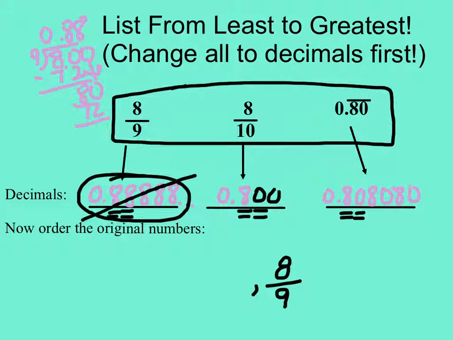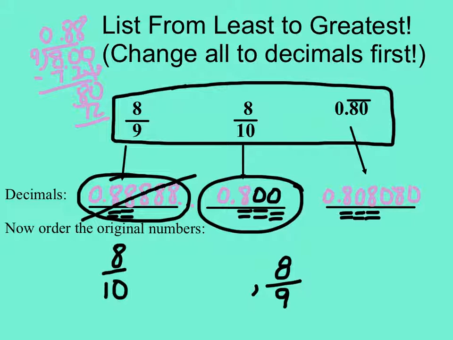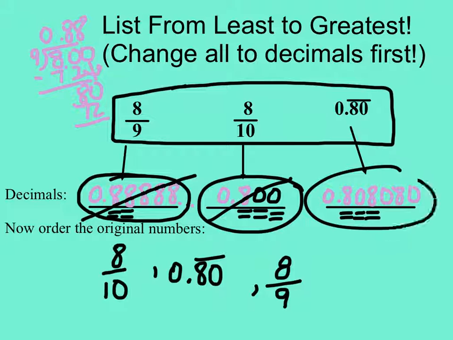In the thousands place, I have a 0 and an 8. So which one is the smallest? That would be this one right here. So 8/10 should be listed first, followed by 0.80 repeating, and then 8/9. Okay, nice job.